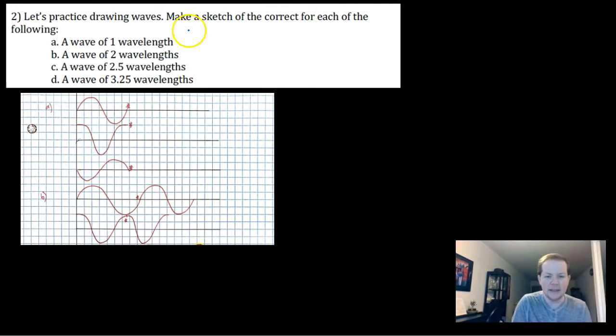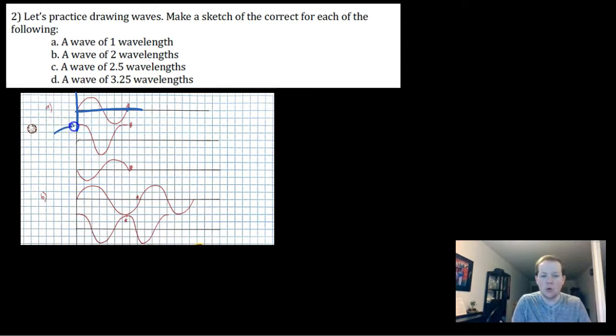So here's letter A. Letter A, I want 1 wavelength. There's a couple different ways. So here's my axes. That's how I drew this here. I took this picture a couple years ago. I could go from right here as I'm about to go up to the next time I'm about to go up. So right here, this is one example of 1 wavelength. But there are several ways you could do it.